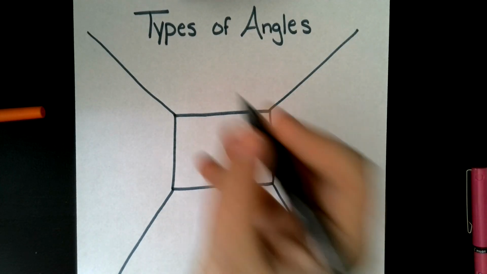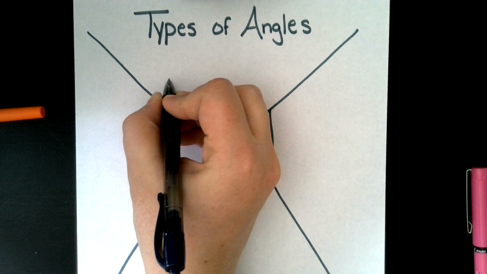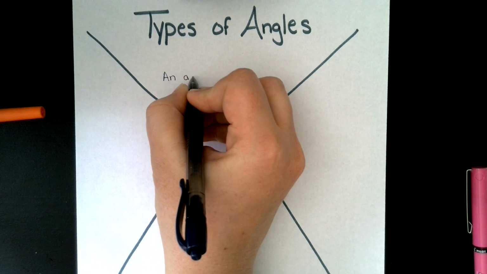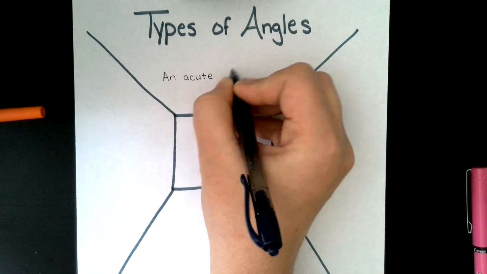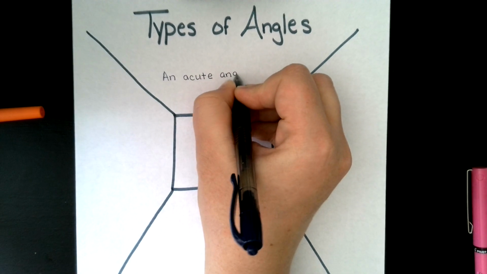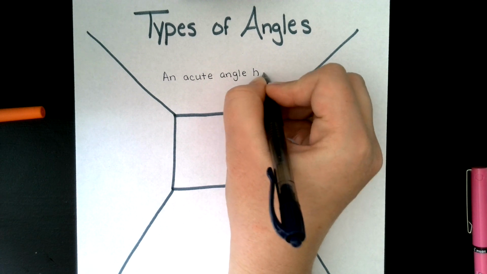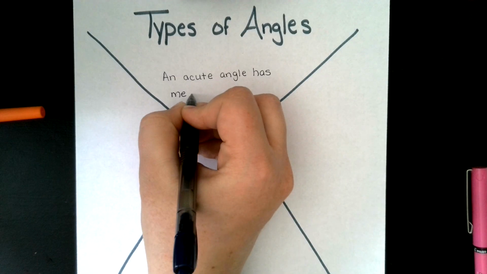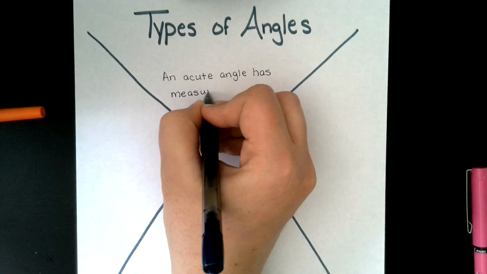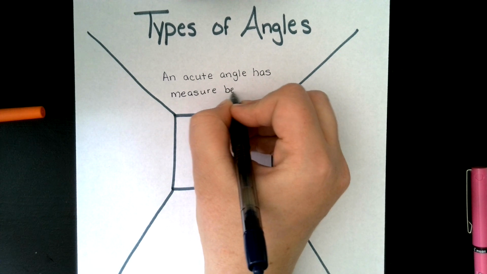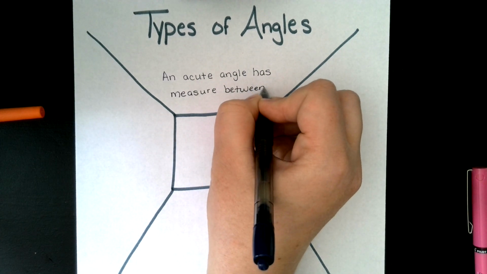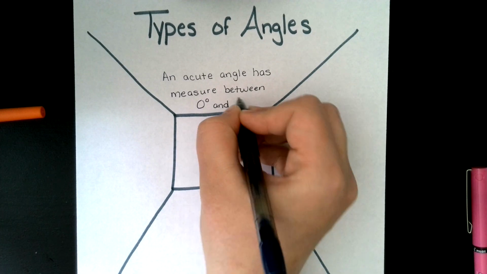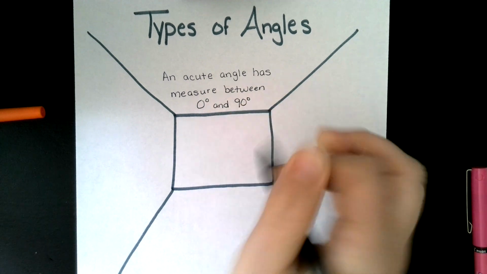Okay, so at the top, we're going to be talking about an acute angle. An acute angle has a measure between 0 and 90 degrees. You see this little bitty circle thing?